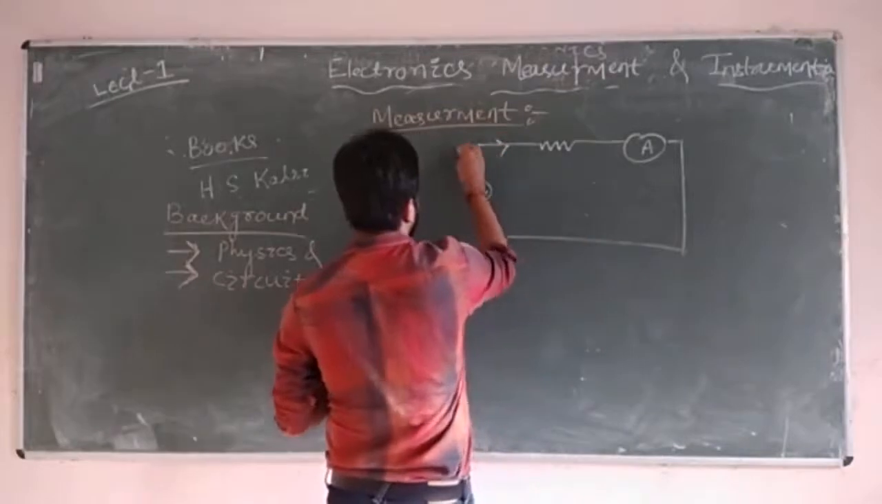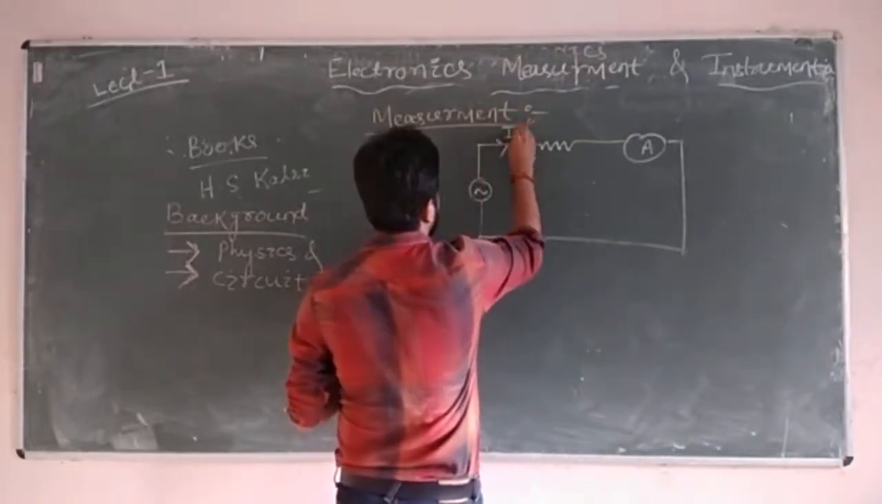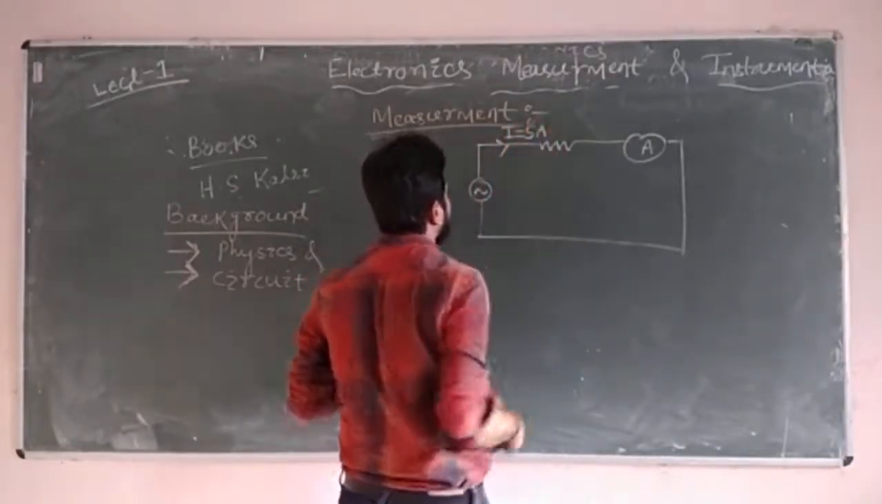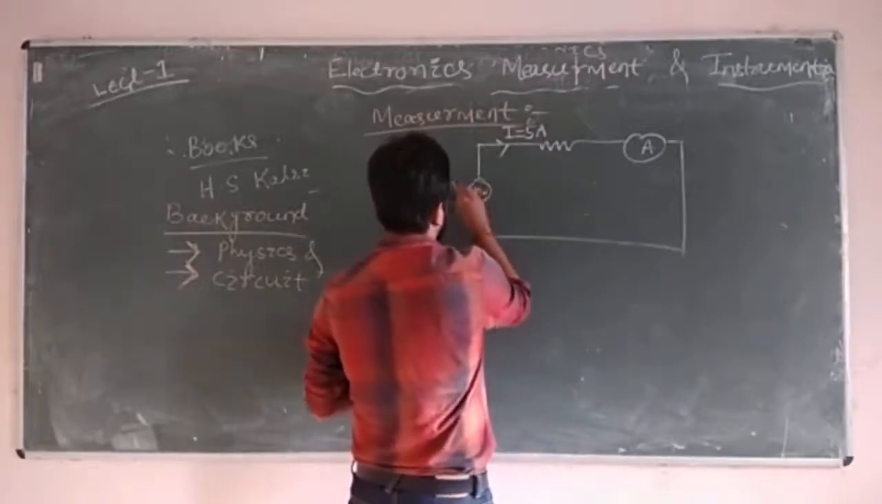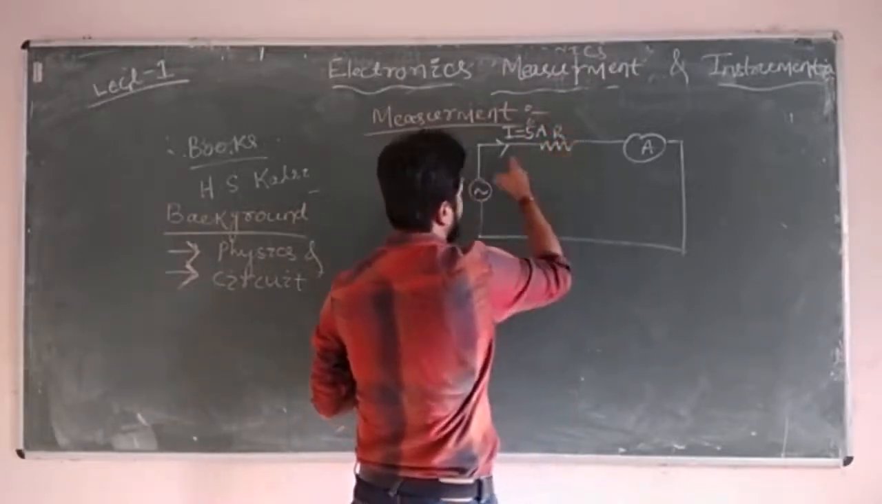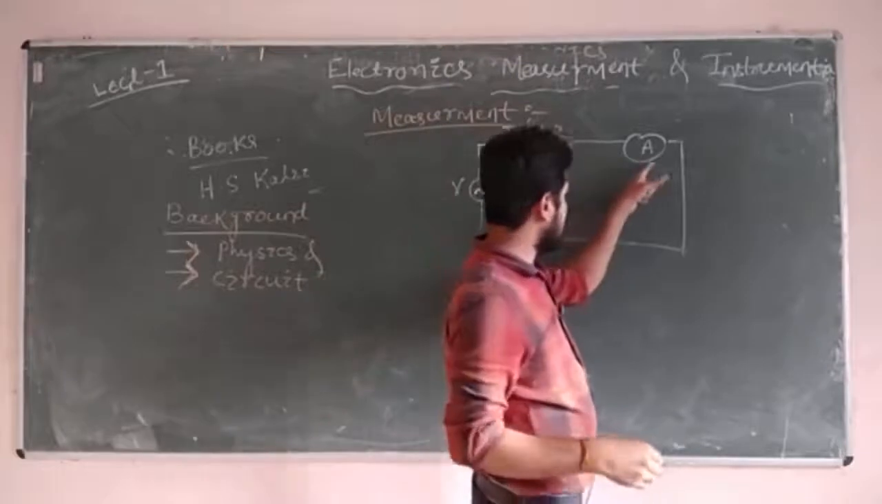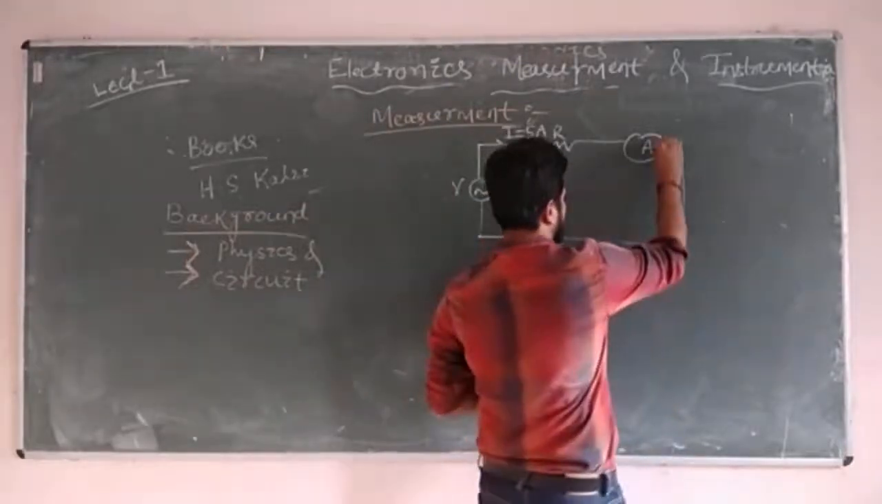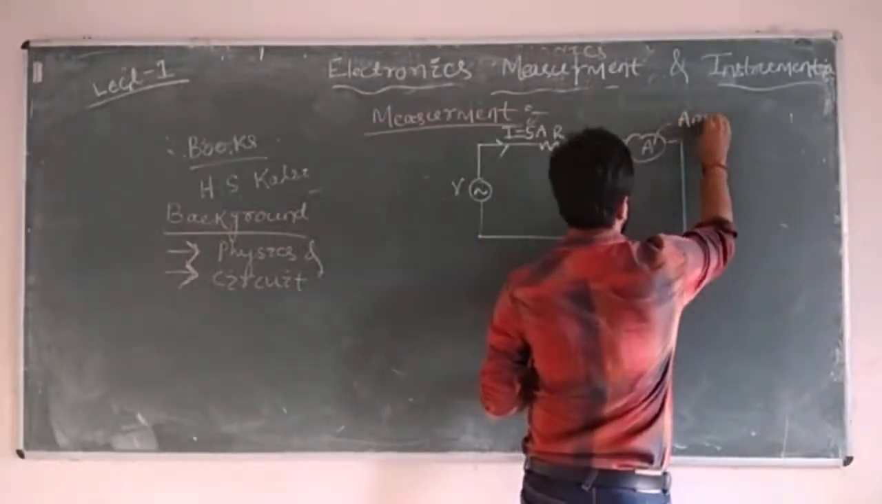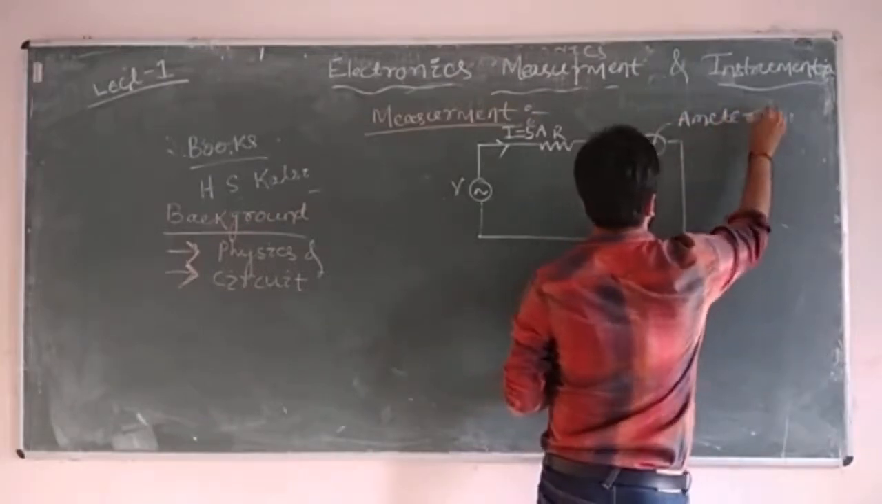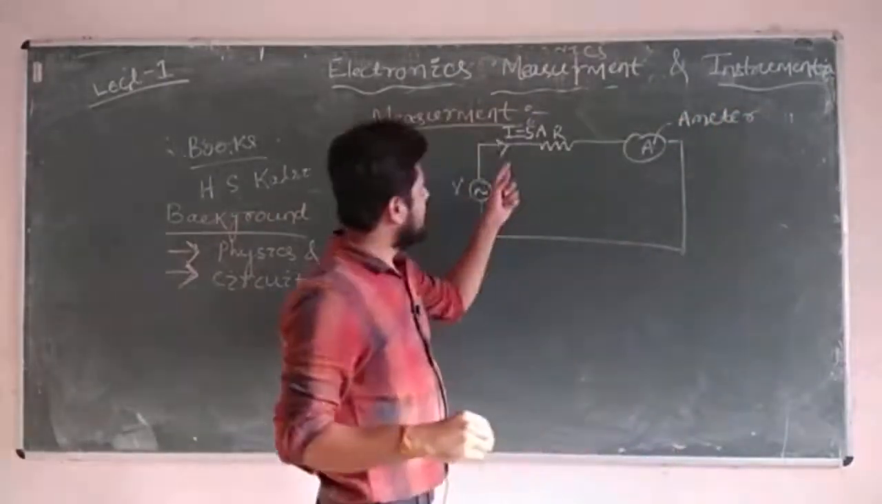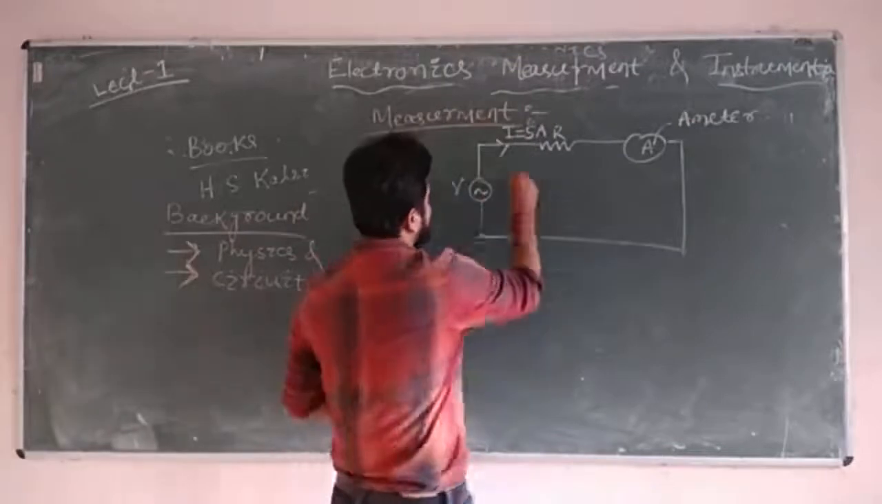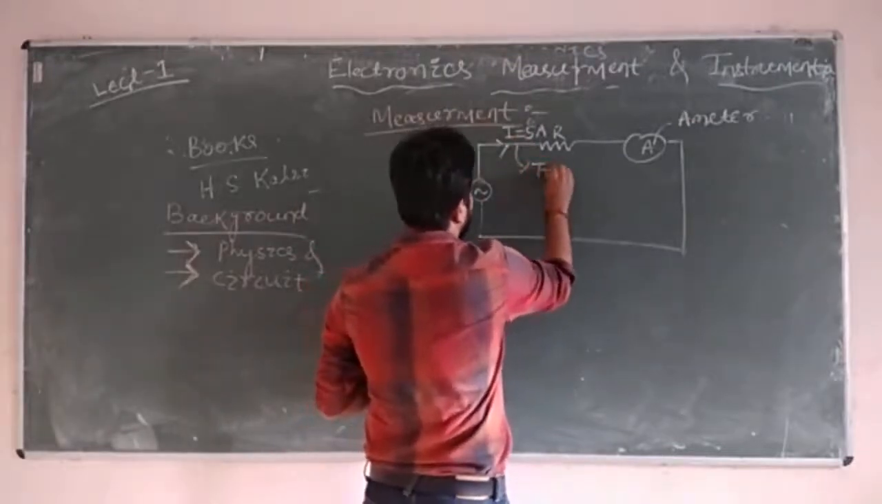This source is delivering, suppose, 5 ampere of current, and this current is flowing through this resistance, and here I am using an ammeter. This A stands for ammeter. So this is your I equal to 5 ampere. This is your true value or standard parameter.